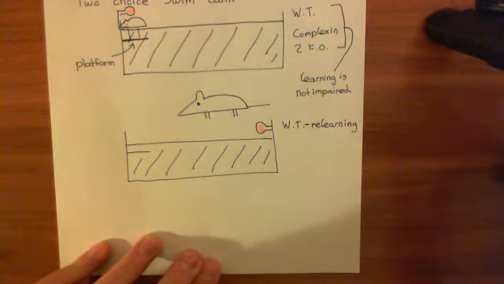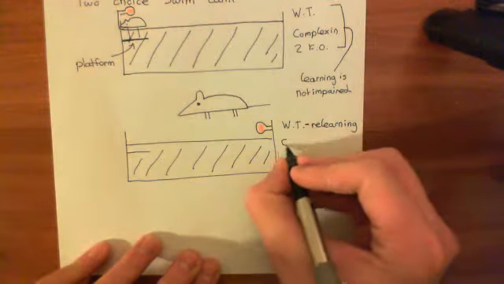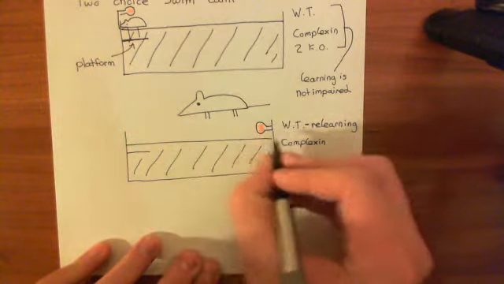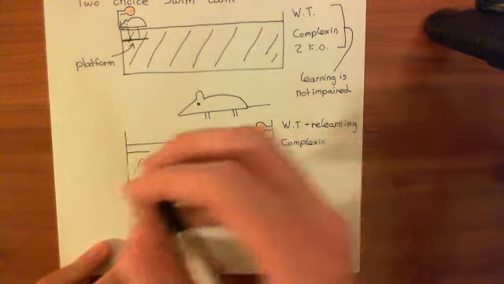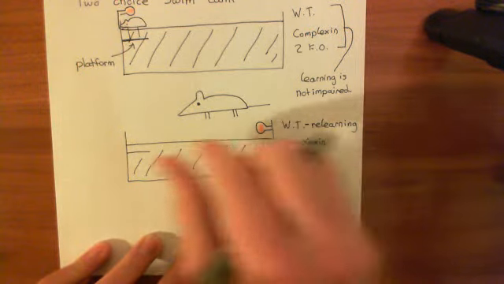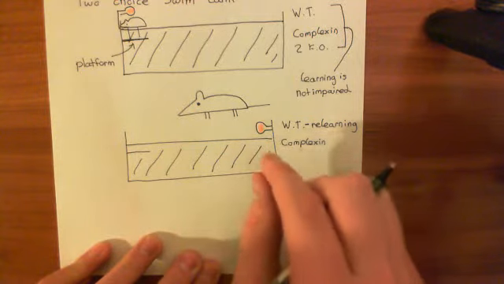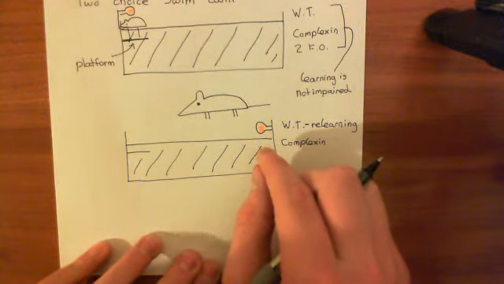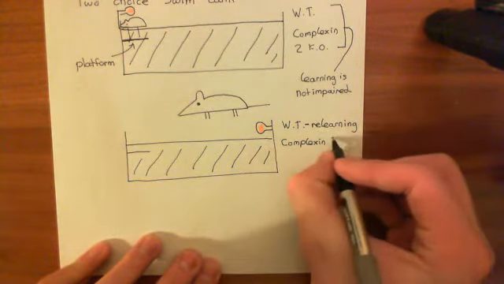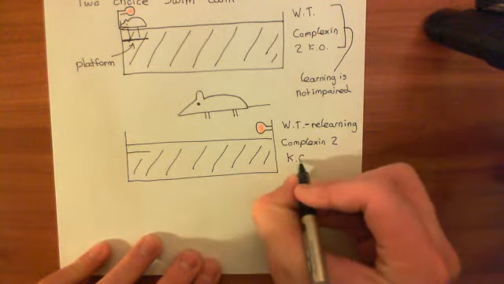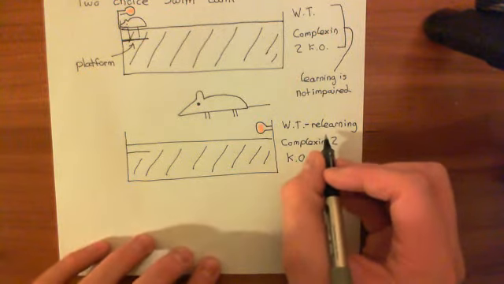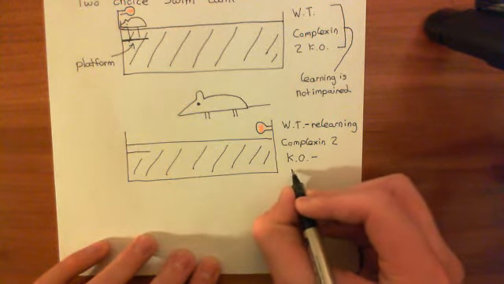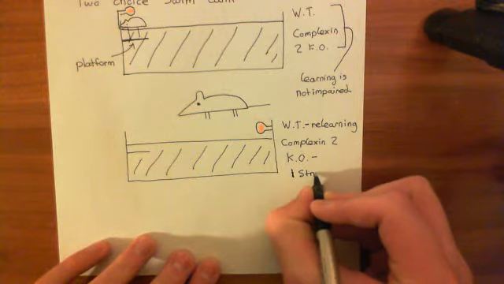The complexin 2 knockout mouse is really bad at this. The complexin 2 knockout mouse will still be swimming towards that light after loads and loads of exercises of doing this and realizing that obviously the platform is no longer over by the light. So basically the complexin 2 knockout mice will not relearn nearly as quickly as the wild type mouse. They struggle to relearn.